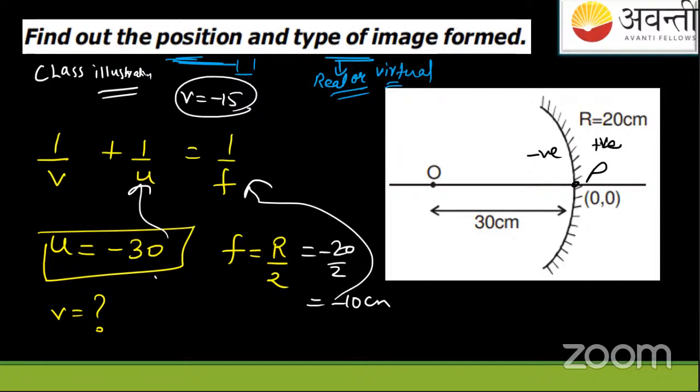But what is the answer for the image? The answer for the image is minus 15. We need to start our journey from the pole. This is plus units, this is minus units. They are saying minus 15 units, minus 15 centimeters. It means 15 units not in the positive direction, otherwise it will be 5 plus 15. It is in the negative direction, so the image will form here at the midpoint, that is at 15 units on this side. That is negative. So this is what minus 15 means.